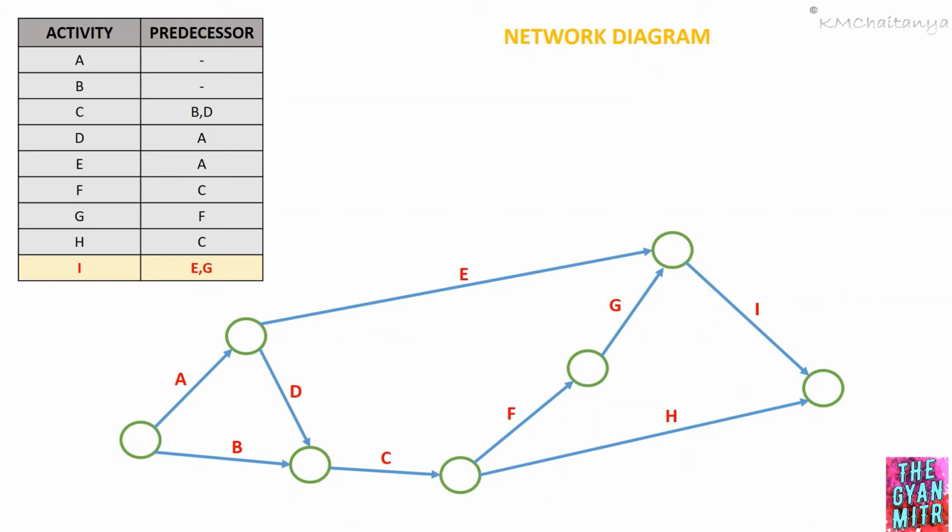Now we will see how to number the events. As per the rules, using the Fulkerson rule, always the initial node or the initial event of the network has to be numbered as 1. Now, from this initial node or the initial event, we have to see which are all the outgoing activities. Now we will trace the outgoing activities from event 1. We have two activities, that is activity A and activity B.